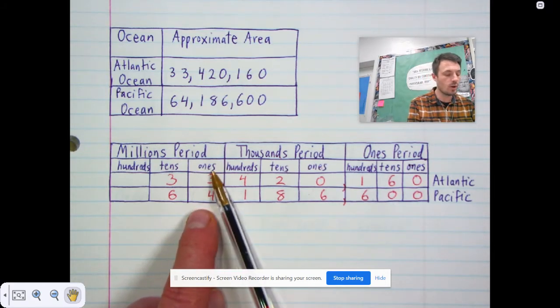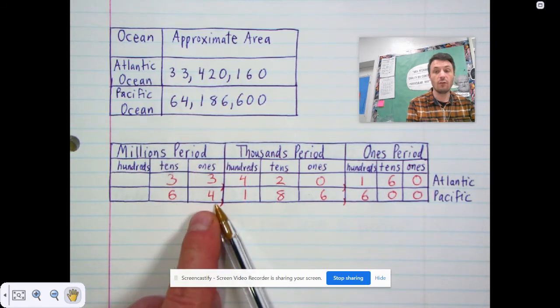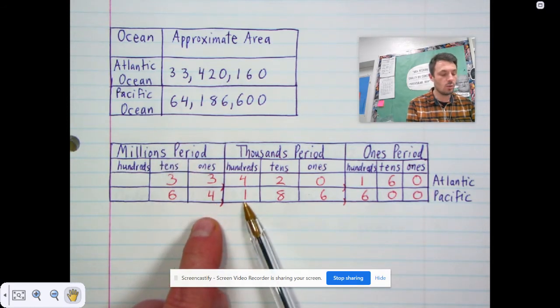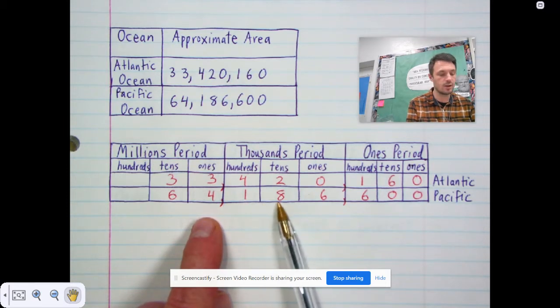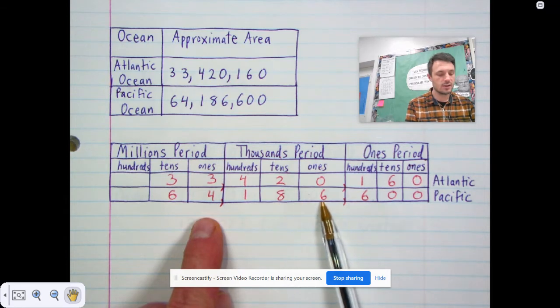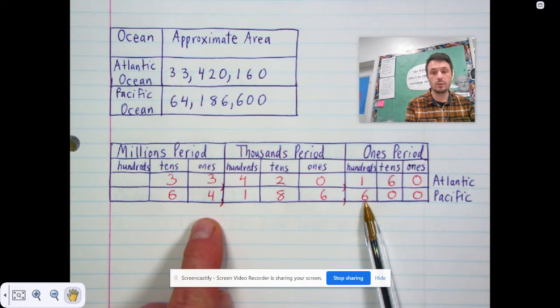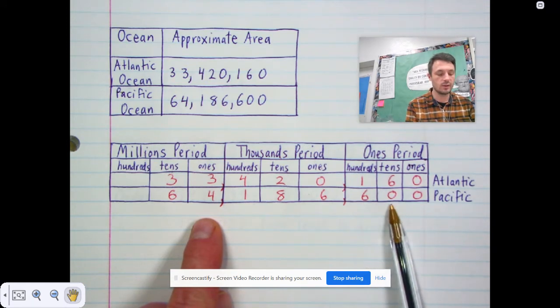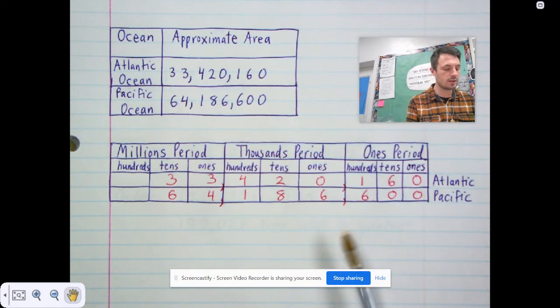This 4 in the 1 millionths place means 4 million. This 1 in the 100,000ths place means 100,000. This 8 in the 10,000ths place means 80,000. This 6 in the 1,000ths place means 6,000. And this 6 in the hundreds place would mean 600. And then we have a 0 in the tens place and a 0 in the ones place.